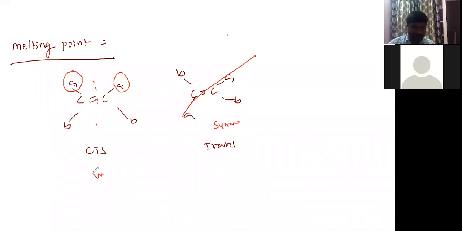This is unsymmetrical. Unsymmetrical means if you are cutting this bond, we do not get two equal halves. Cis is unsymmetrical and trans is symmetrical. Is it clear, guys? Any doubts?